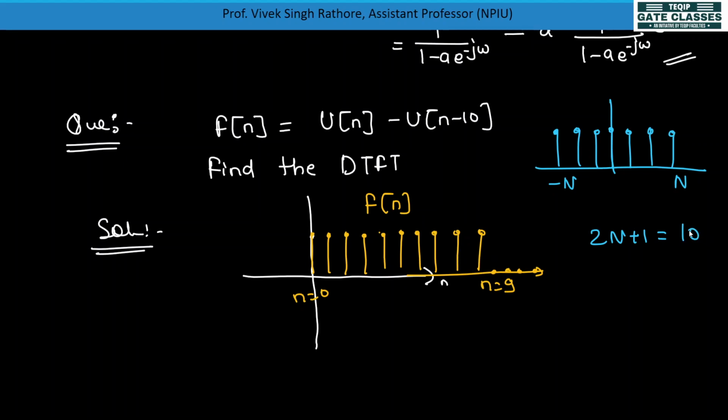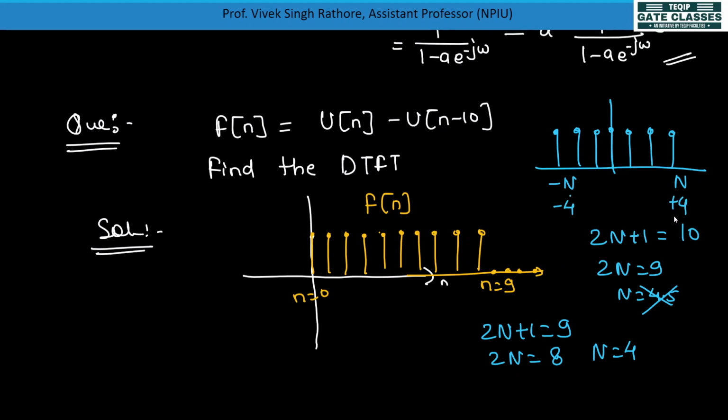If you put 2n plus 1 equal to 10, you'll get 2n equal to 9, so n is 4.5, which is not applicable. So ultimately one value you need to sacrifice. We'll take 2n plus 1 equal to 9 values only, so 2n equal to 8 and n is equal to 4. So here we'll take minus 4 and here we'll take plus 4. So ultimately this signal, let's suppose g of n is there.